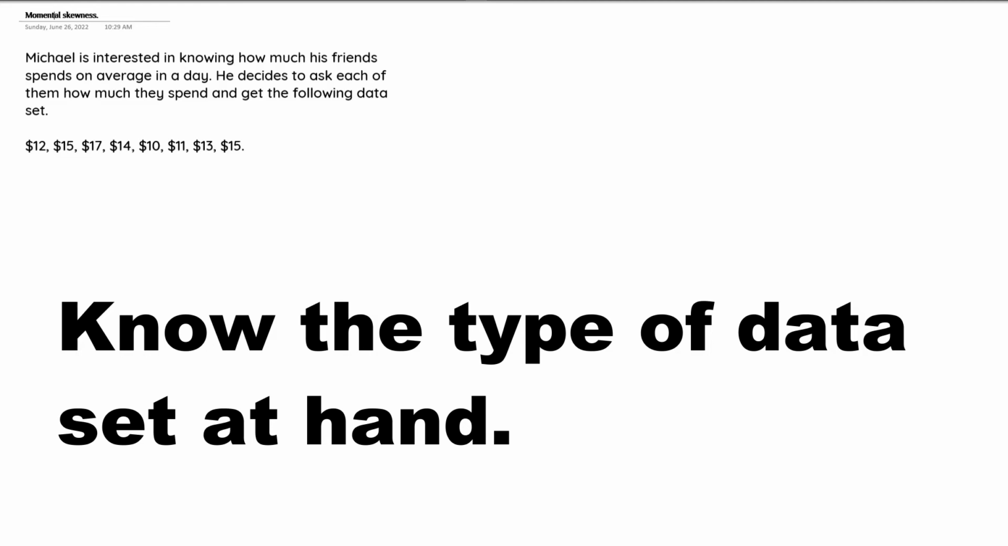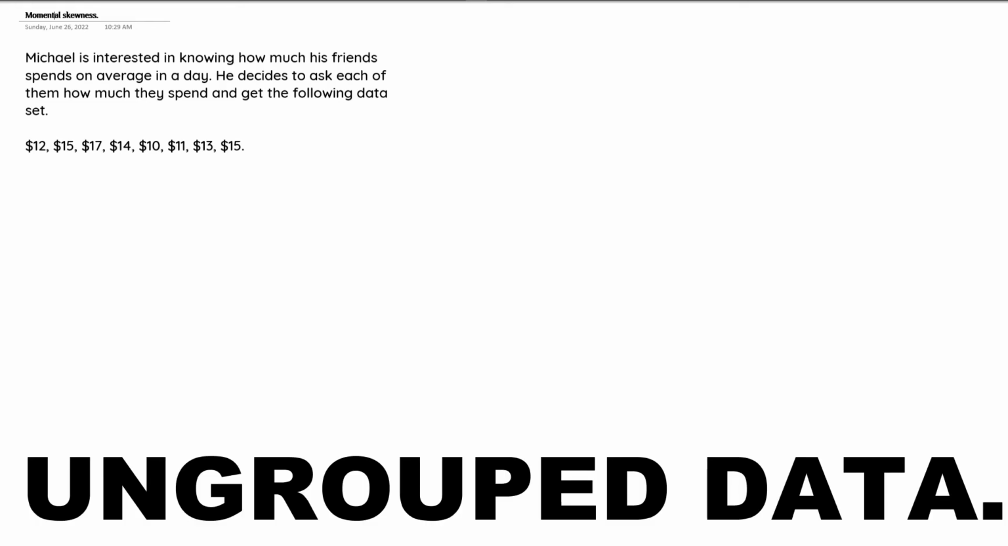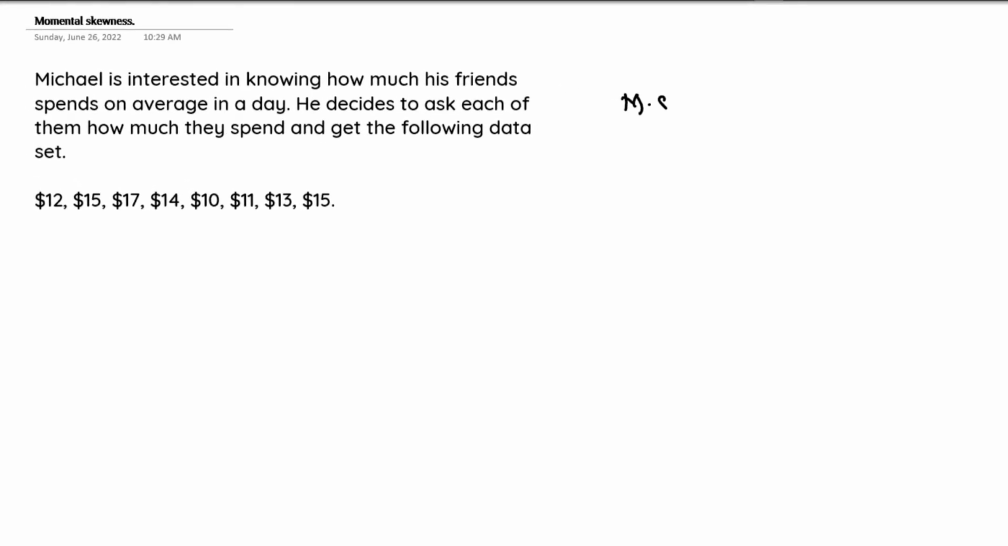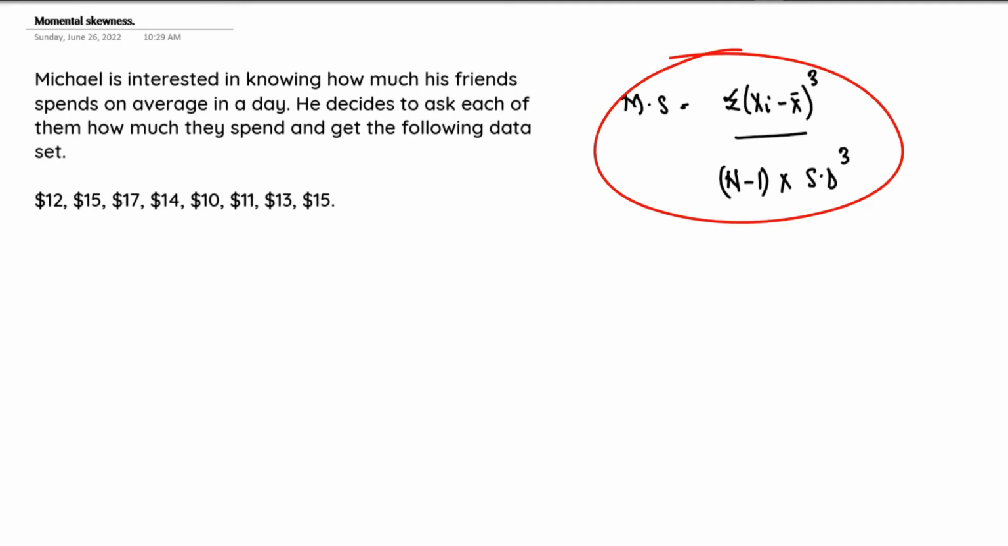The first step is for us to know the type of data set that was given to us, that is the sorting of the data set. And we can see that we have an ungrouped data in this question of ours. So that means that the formula for the momental skewness, which is going to be MS, is equal to summation xi minus x bar raised to the power of 3 divided by n minus 1 times the standard deviation of this data set raised to the power of 3. So this is the formula we are going to be using to get the momental skewness for this question.